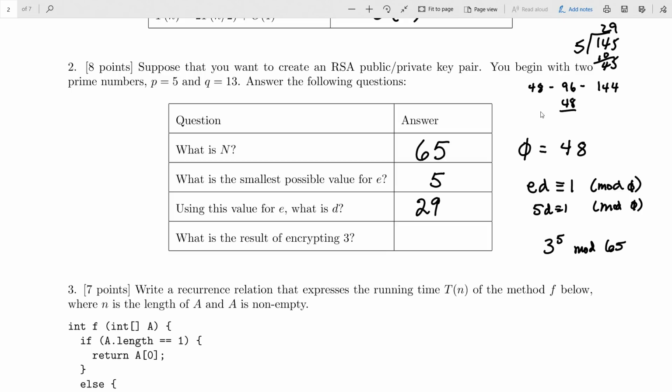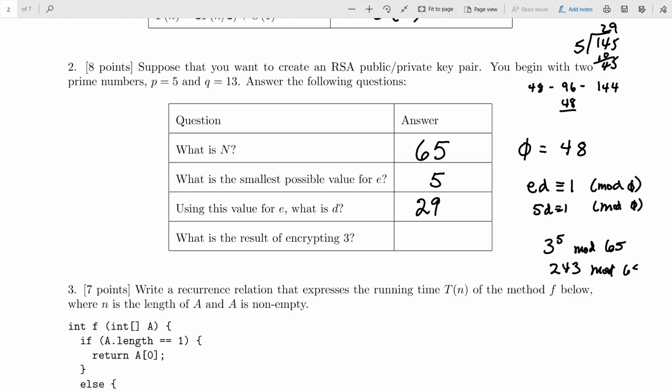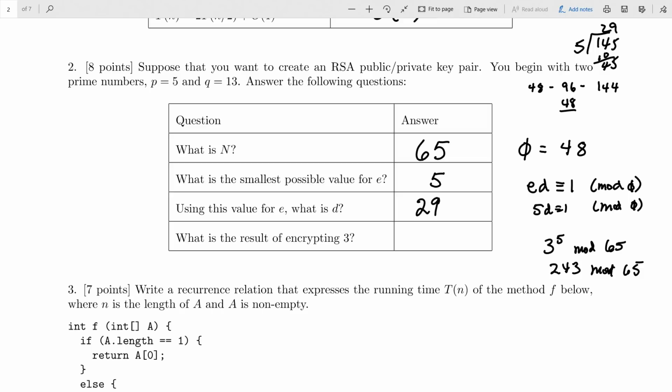And let's see, what's 3 to the 5th? 3, 9, 27, 81, 243. So it's 243 mod 65. And we just got to do the division and get the remainder. Someone do that for me, I'm too tired. 48. 48 is the answer? Yes. Okay, yeah, that's a slog. If I ask a question like that, I'll use smaller numbers.